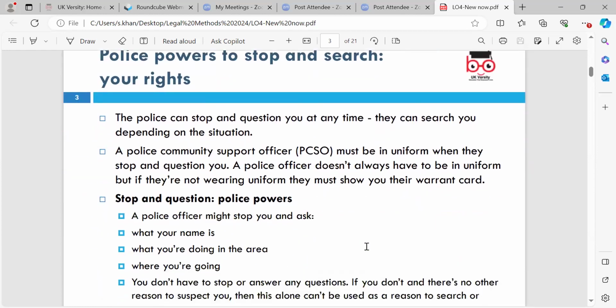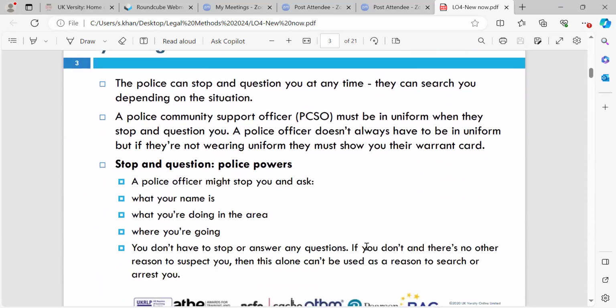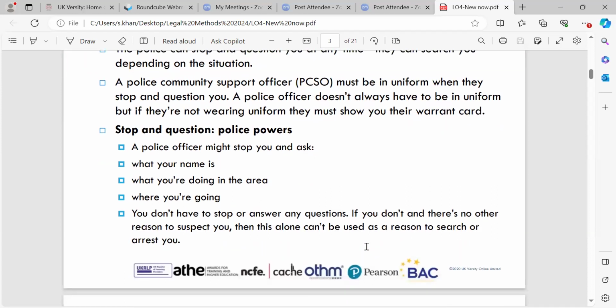Police powers to stop and search, your rights. The police can stop and search and question you at any time. They can search you depending on the situation. So if they suspect that a crime has been reported, or if you have any weapons, they can arrest you at that time. A police community support officer, which is a PCSO, must be in uniform when they stop and question you. A police officer doesn't always have to be in uniform, but if they're not wearing uniform, they must show you their warrant card.